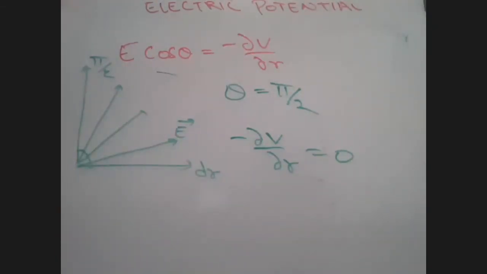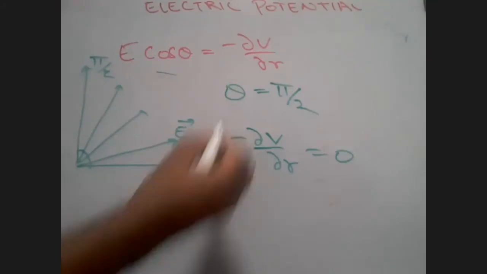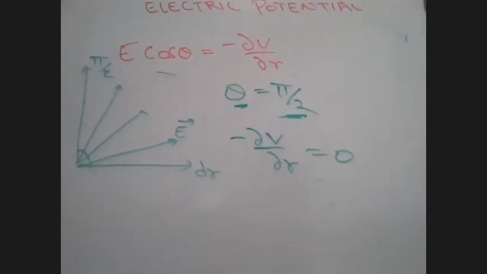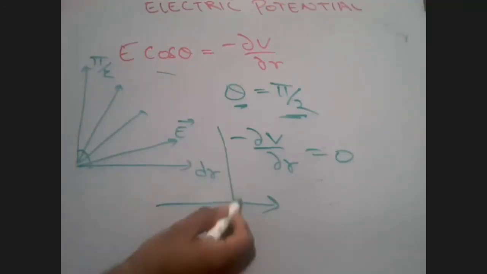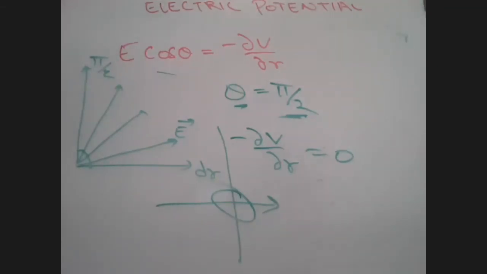So, understand this, if I am moving perpendicular, or at theta equal to pi by 2, that means perpendicular to the electric field lines, if the field is like this and I am moving like this, then the rate of change of potential is going to be 0. And this is basically the concept of equipotential surfaces. You understood this? We will come to equipotential surfaces very fast.